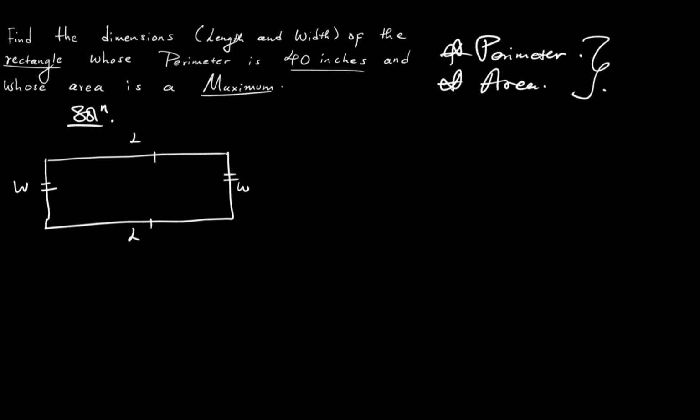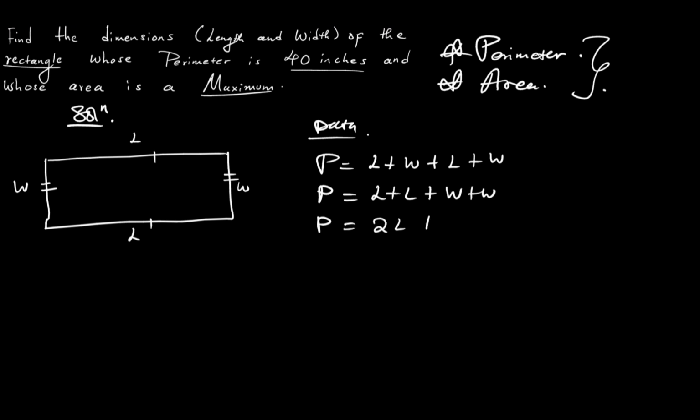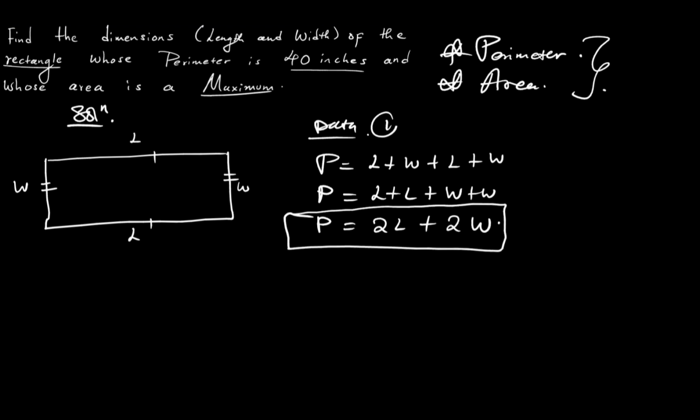So now perimeter, P, is the total distance around the shape. So I'll say L plus W plus L plus W. This will give me the perimeter. If I collect the like terms, I have L plus L plus W plus W. Perimeter is equal to 2L plus 2W. Now, this is what we have as the equation for our perimeter as data 1.